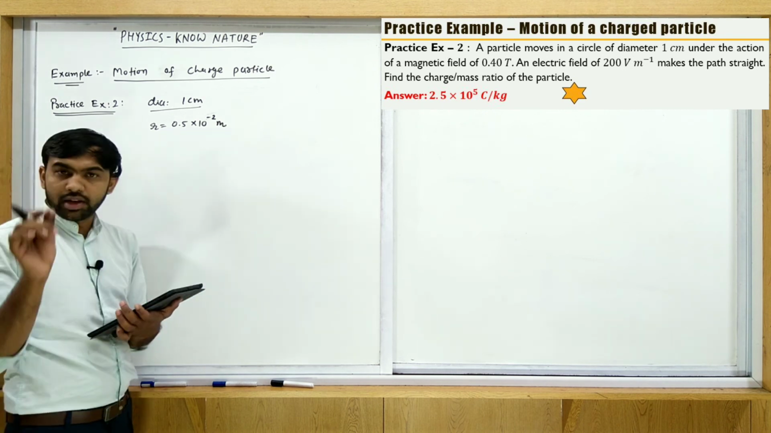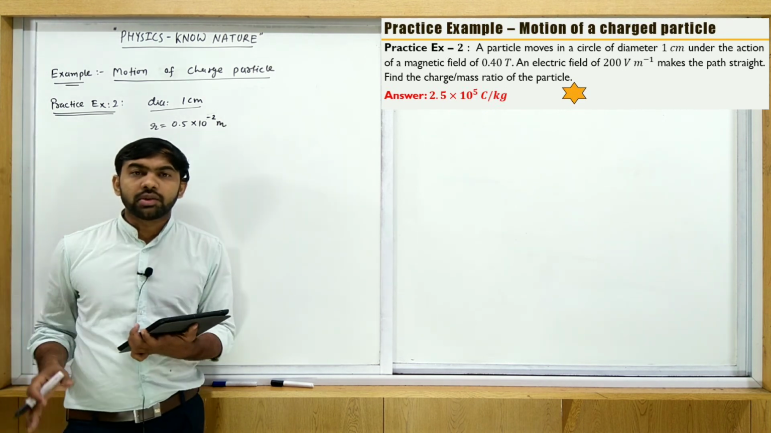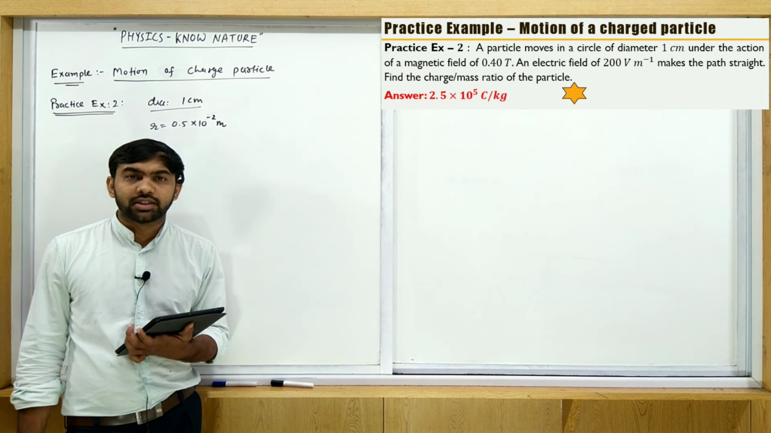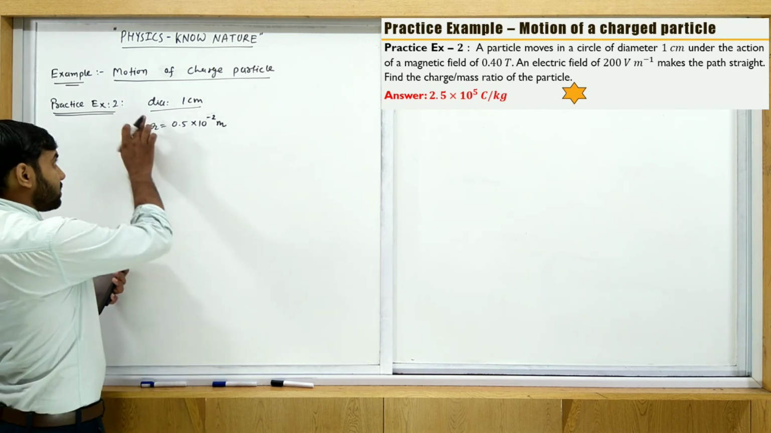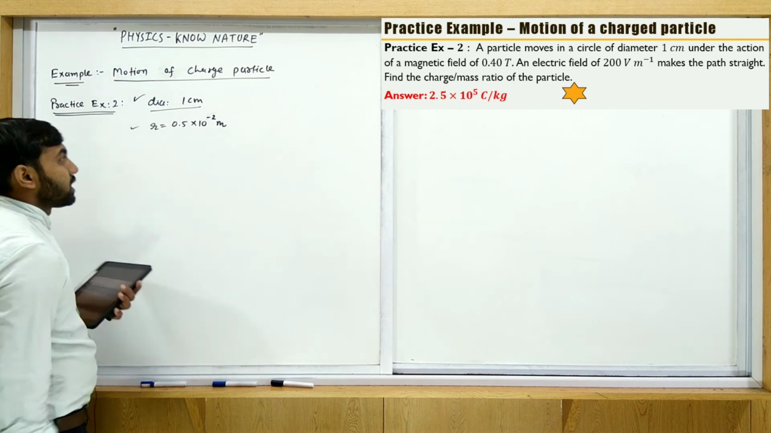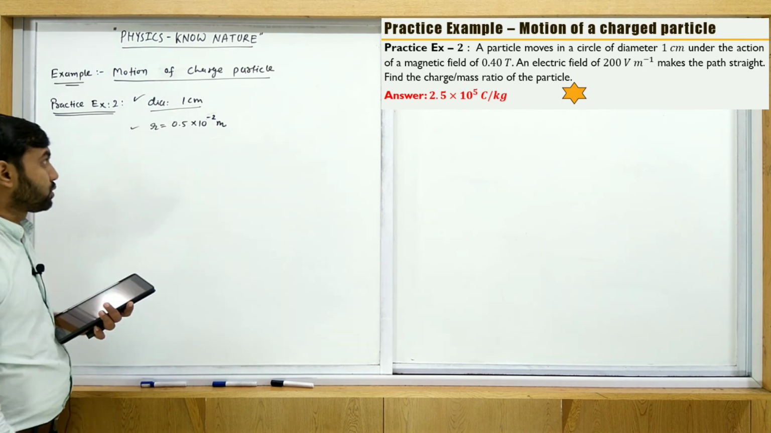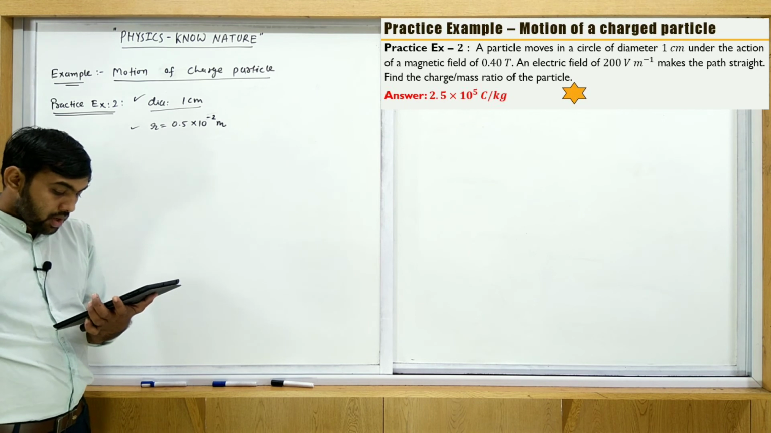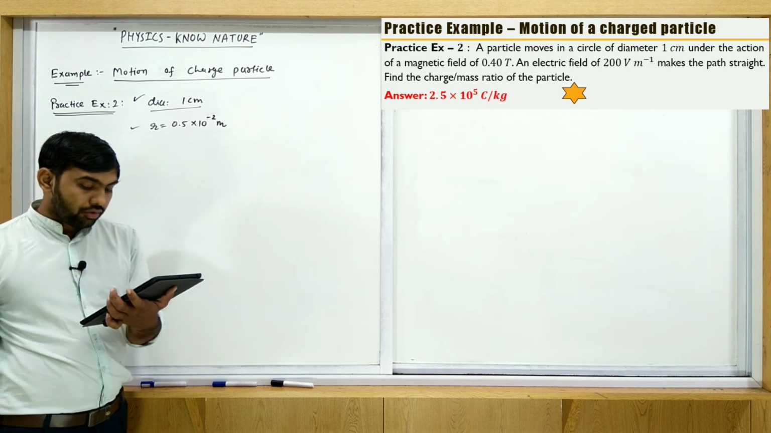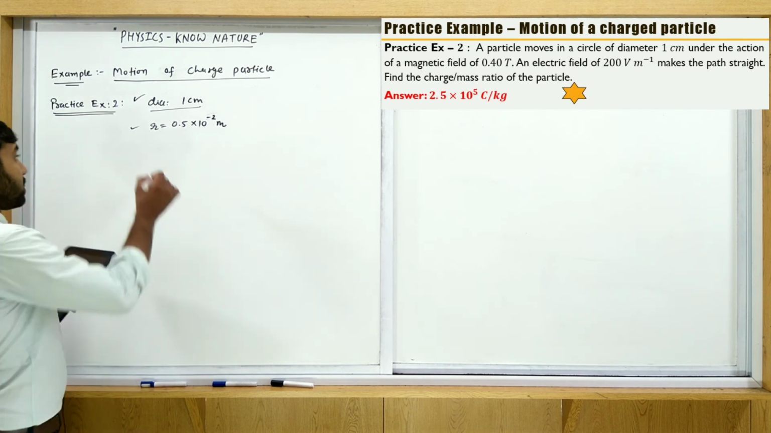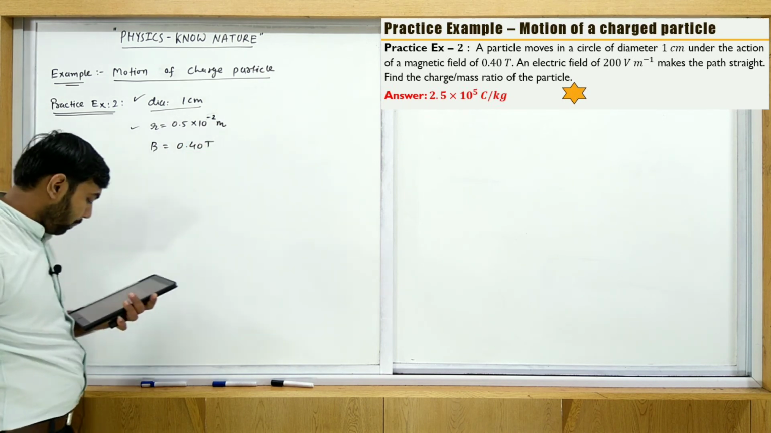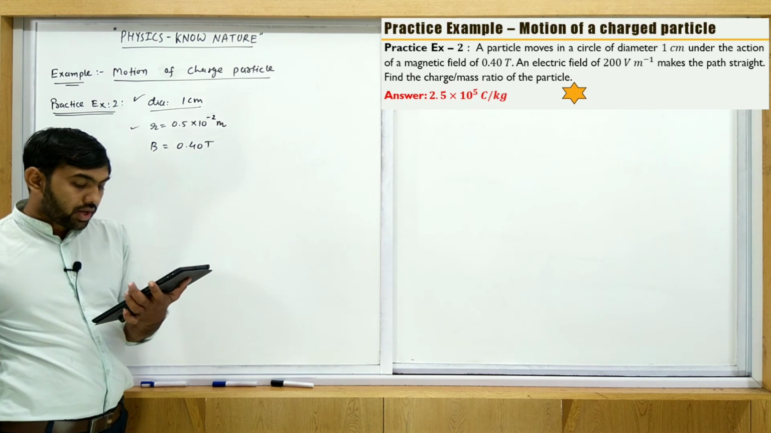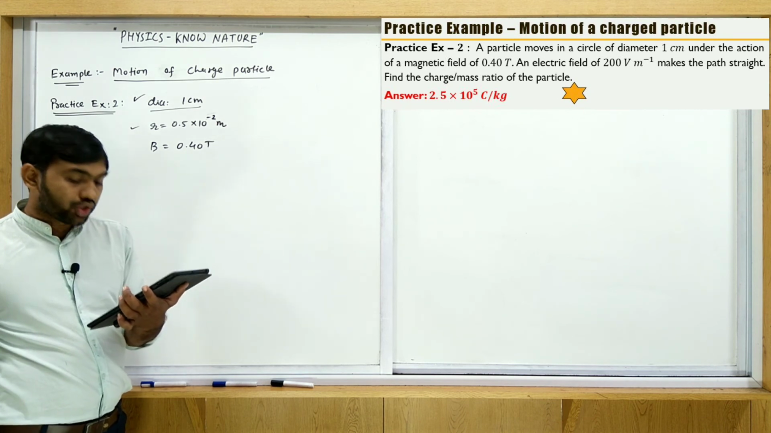Okay, here you are making a mistake. Diameter is given to you, and if you directly put that value as the radius, your answer will be wrong. You must understand, see, diameter is given, so first convert it into radius. R is equal to 0.5 into 10 raised to minus 2 meter. Under the action of a magnetic field of 0.40 Tesla, so B is given to you as 0.40 Tesla. An electric field of 200 volt per meter makes a path straight.